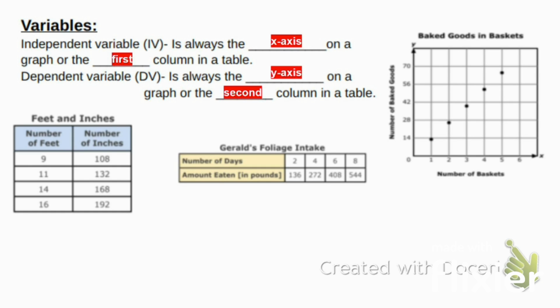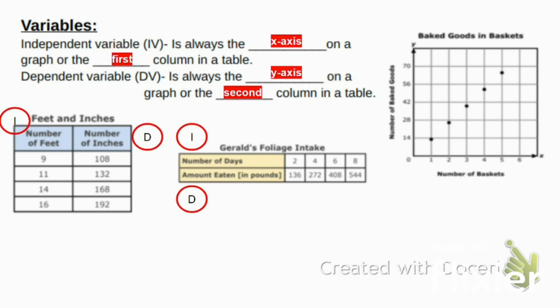Let's go ahead and take a second to identify independent versus dependent variables in each of these examples right here. So in feet versus inches, the number of feet is going to be our independent variable. Our dependent variable would then be the number of inches. Again, if you notice the first column, independent, second column, dependent. On Gerald's foliage intake one, we have number of days versus amount eaten in pounds. So the first one is our independent, and our second one is our dependent.